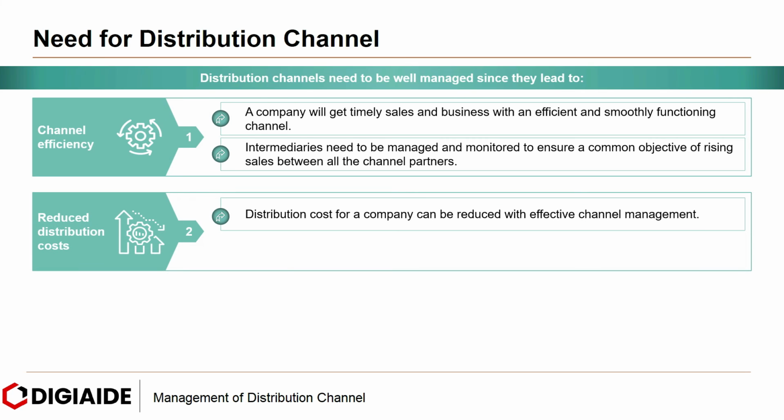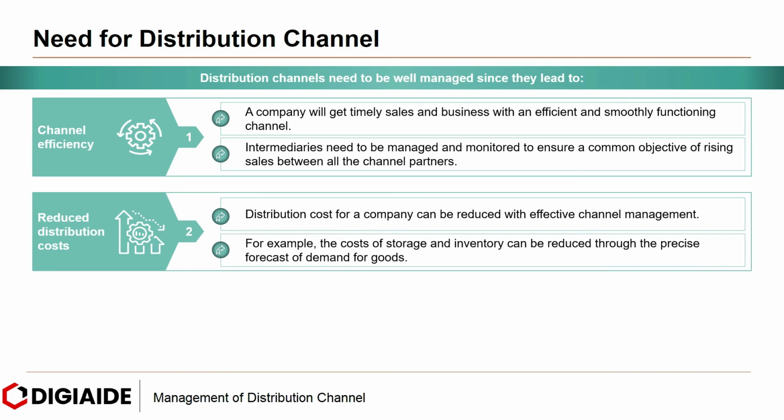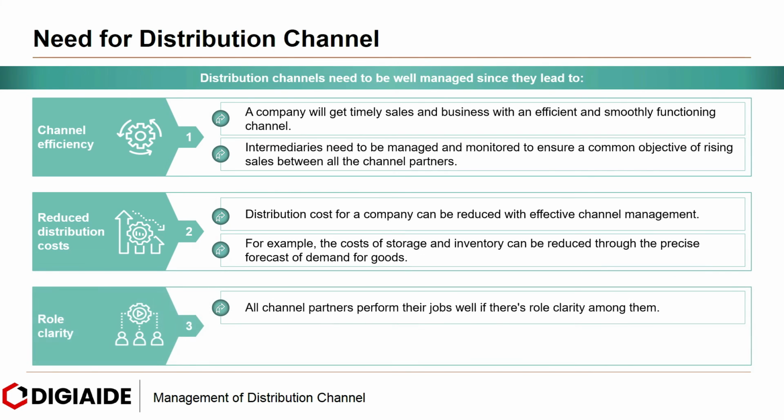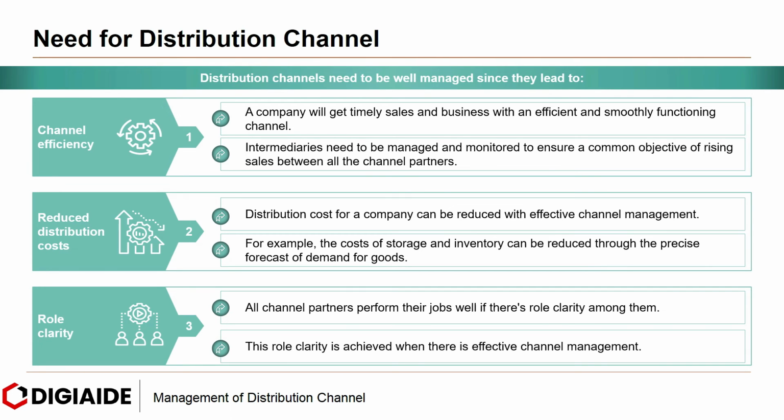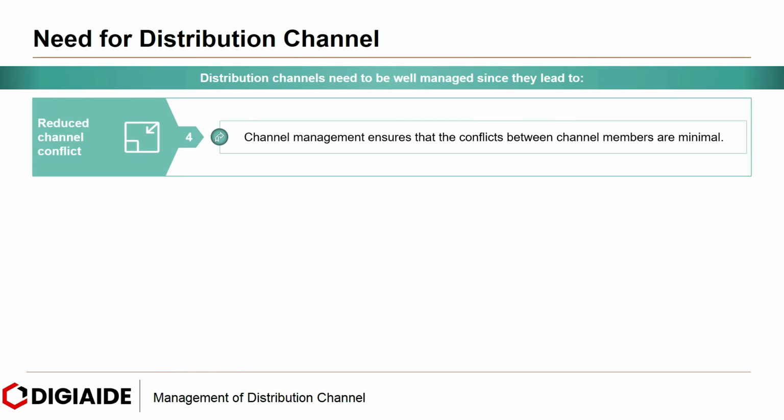Next, reduce distribution cost. Distribution cost for a company can be reduced with effective channel management. For example, the cost of storage and inventory can be reduced through the precise forecast of demand for goods. Third, role clarity. All channel partners perform their jobs well if there is role clarity among them. This role clarity is achieved when there is effective channel management. Next, reduce channel conflict. Channel management ensures that the conflicts between channel members are minimal.